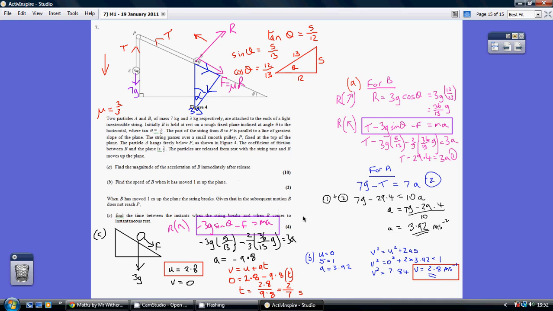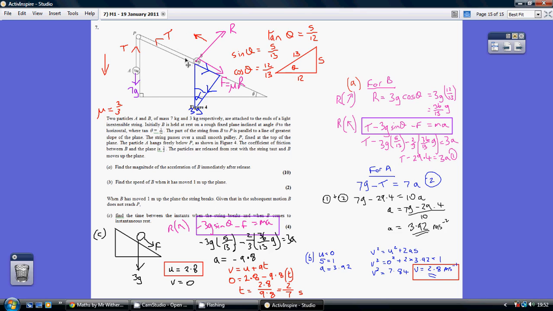Now for part B, think what's going on here. Our initial speed is 0, we're travelling a distance of 1 meter. We've just said that we're accelerating at 3.92 meters per second squared. So using the suvat equation, v squared equals u squared plus 2as, we can solve for v. v is 2.8.